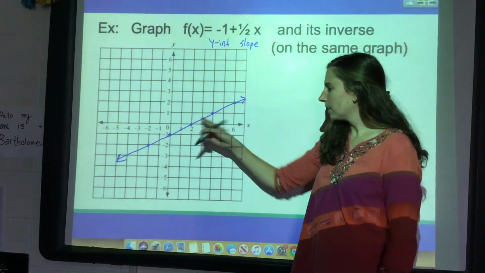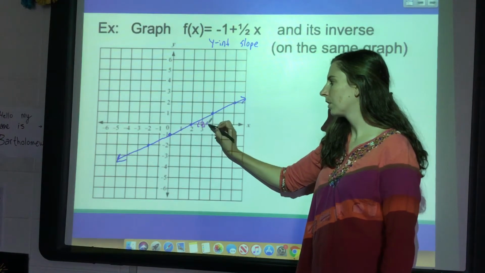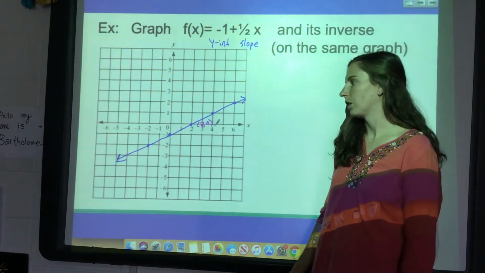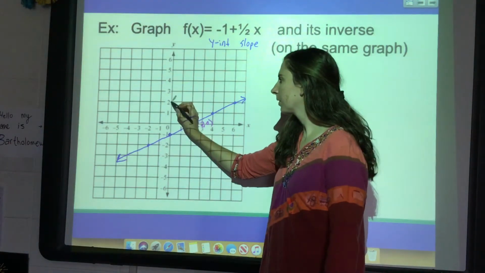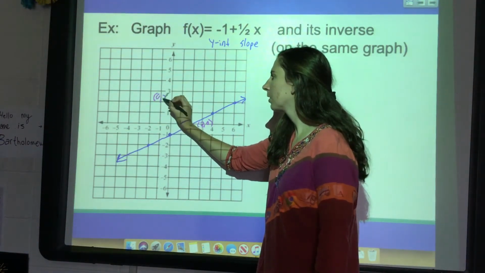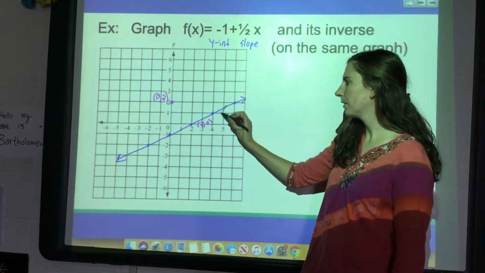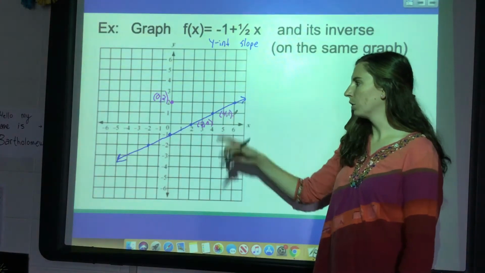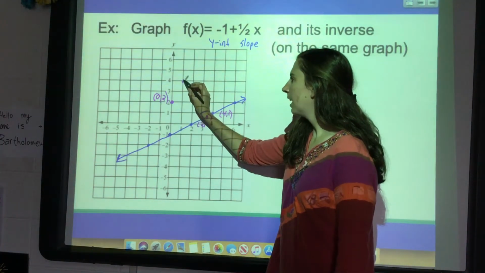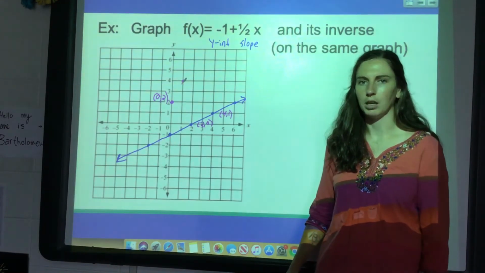let's say this function has the point 2, 0. So my inverse function would have the point 0, 2. There's also the point 4, 1. So my inverse function would have 1, 4. And that's enough to make a line if I want to. I'm just going to do a few more just to be a little more precise.